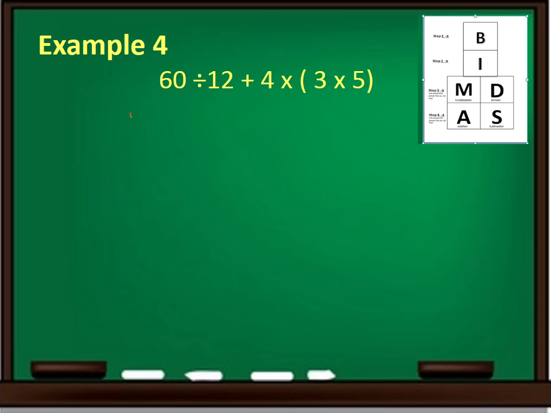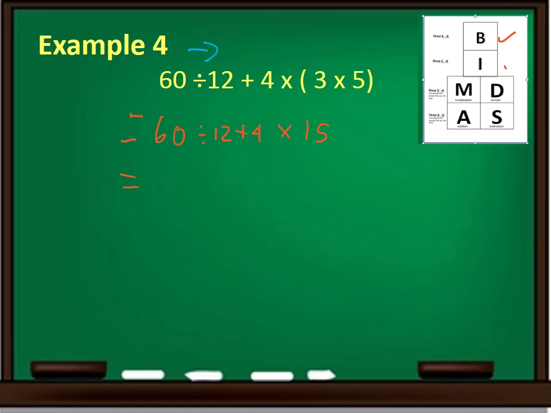All right, let's have a look at the last one. Okay, so you're working along, looking from left across to the right. What have I got? I've got some brackets that I'll deal with. I'll do them first. Alright, so 3 times 5 is 15, that goes in there.